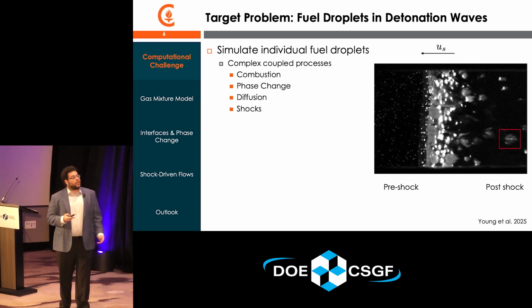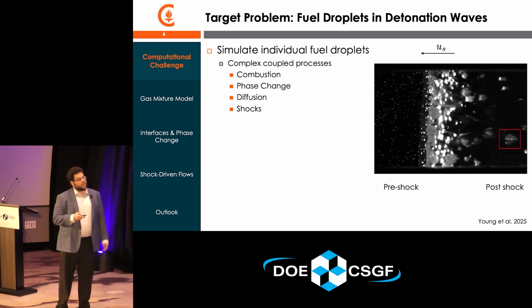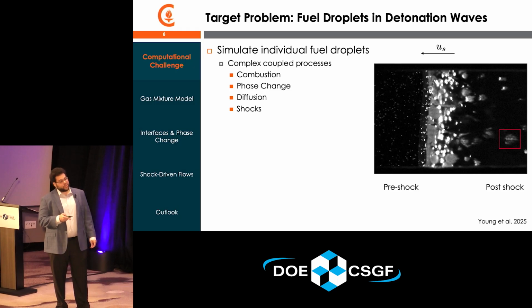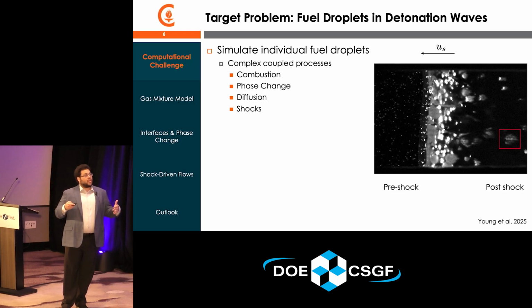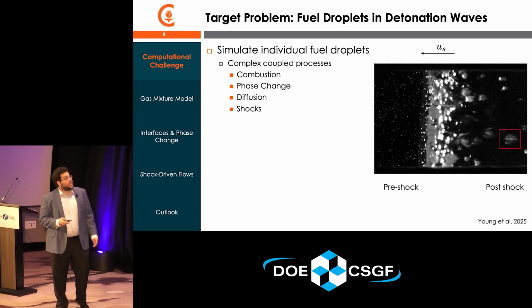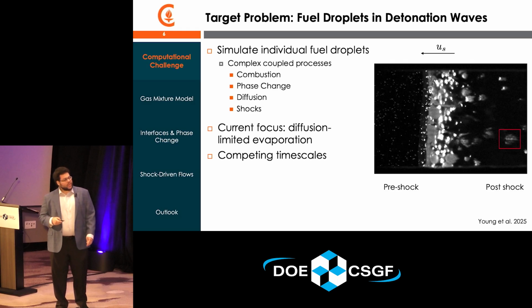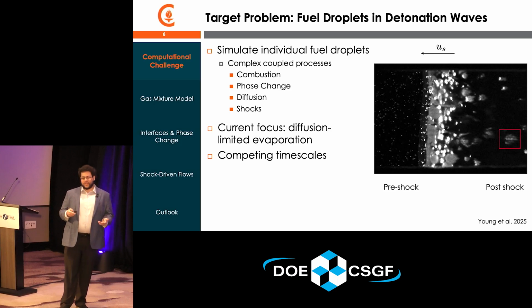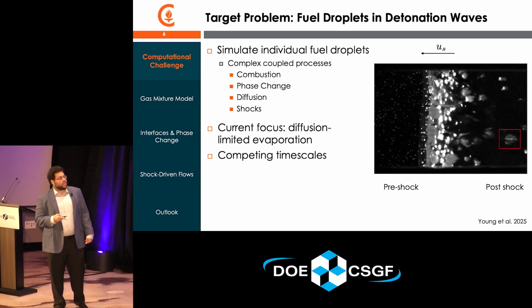So what detonation waves are is where, on here, you have individual fuel droplets. This shock wave will come and hit the fuel droplets, they'll evaporate and combust, and then the energy released from this combustion process actually continues to drive the wave forward. So it's this very complex system that involves combustion, phase change, diffusion, shocks. For the purpose of this talk, I'll really focus on diffusion limited evaporation.